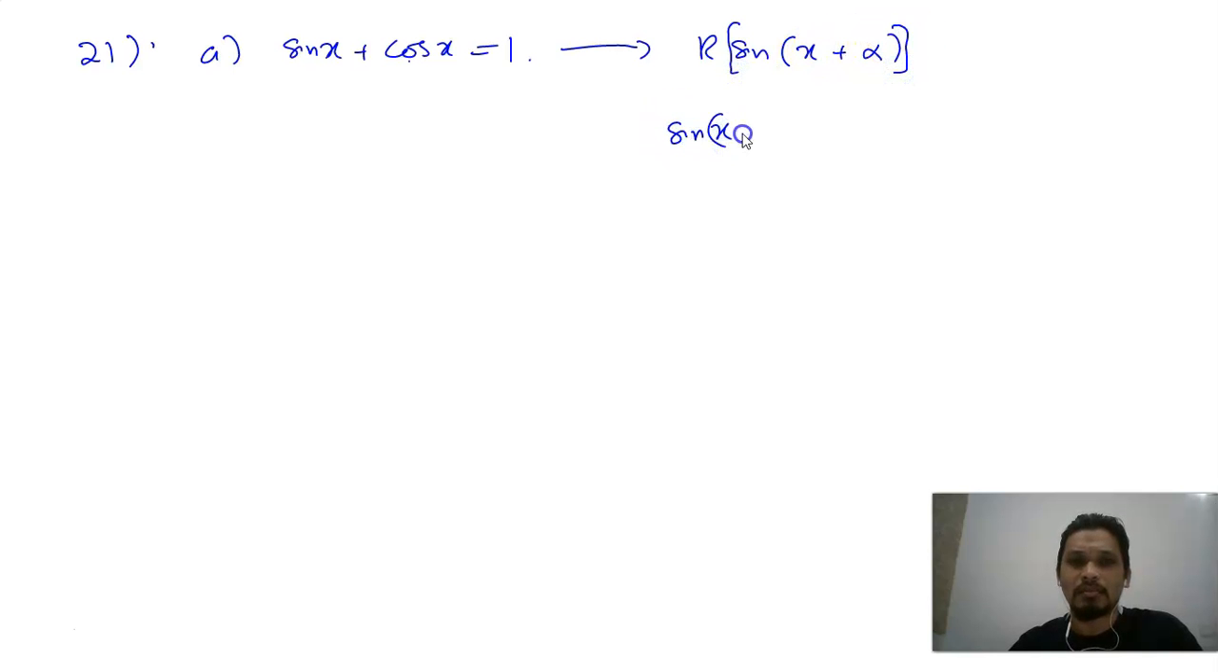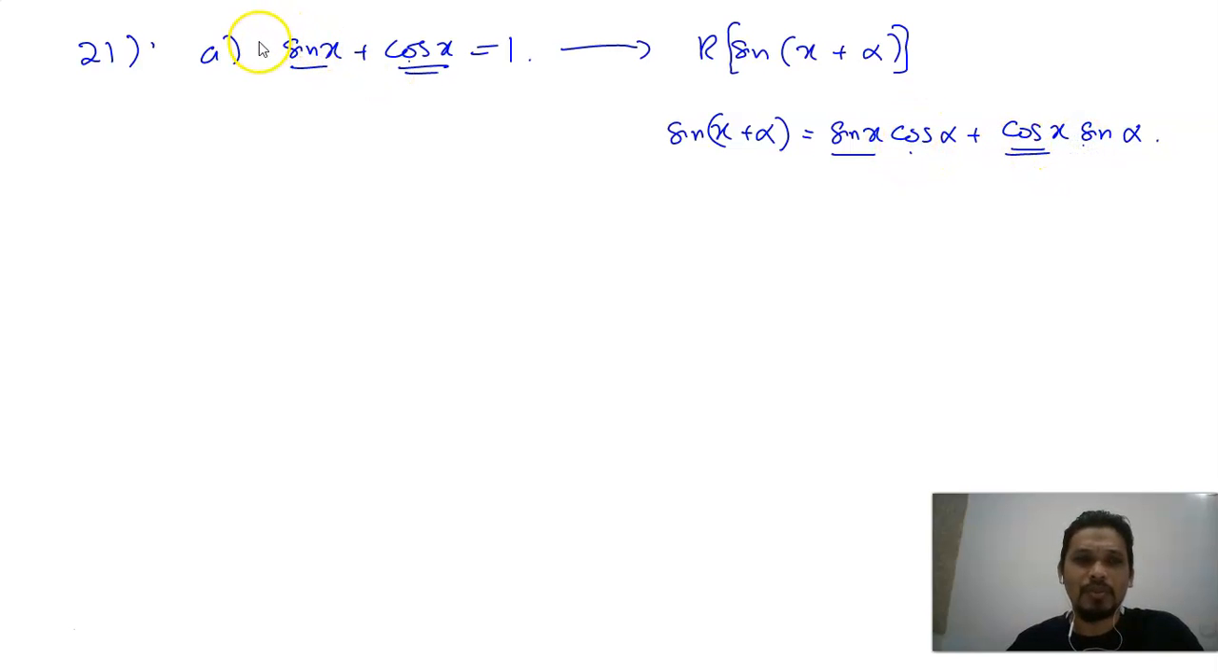Sine x plus alpha equal to sine x cos alpha plus cos x sine alpha. We got sine x and sine x, cos x and cos x. So the rest of this we compare with this one, which is 1 and also 1. So this is the one.